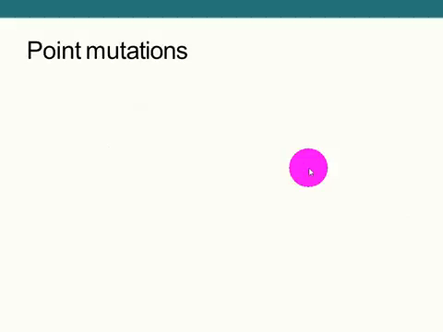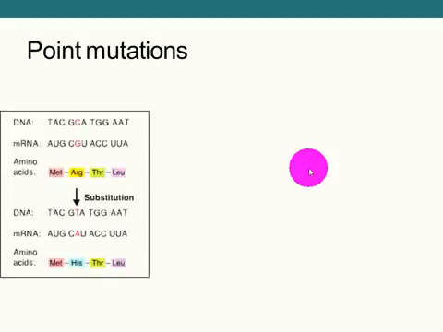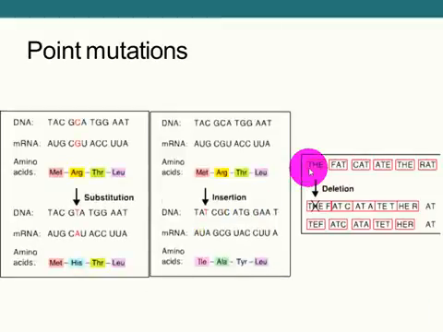So what we're going to look at right now is just called a point mutation. Point mutation means it happens to only one letter, one nucleotide. So you can see right here, they're showing you your piece of DNA.